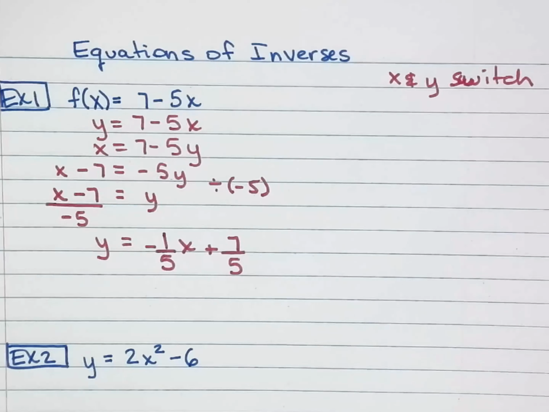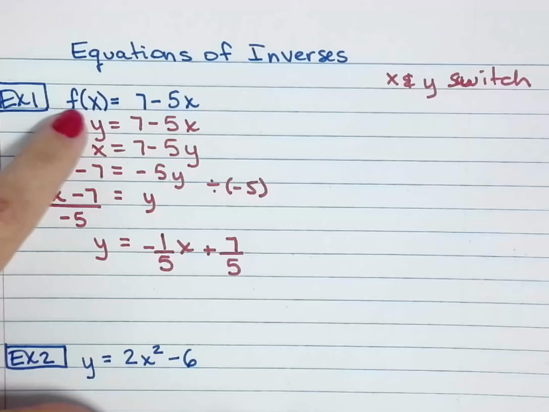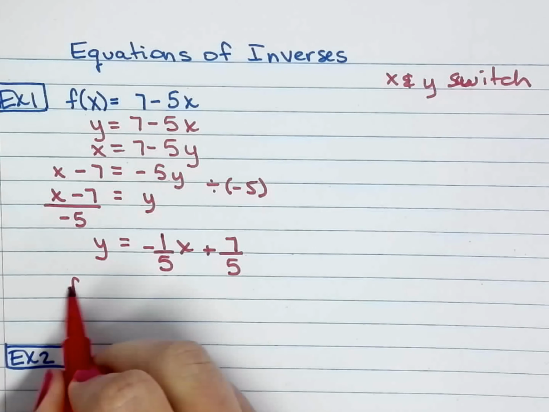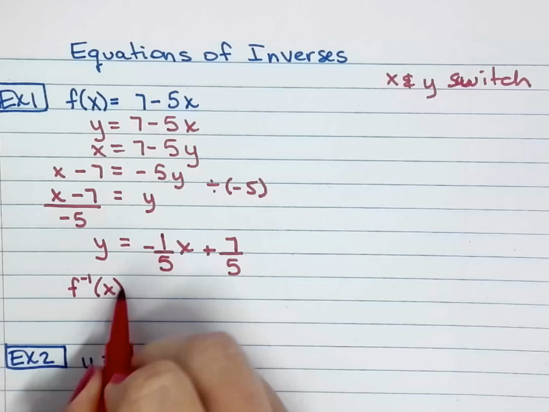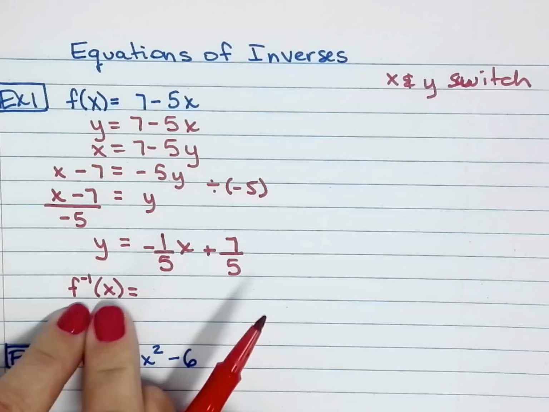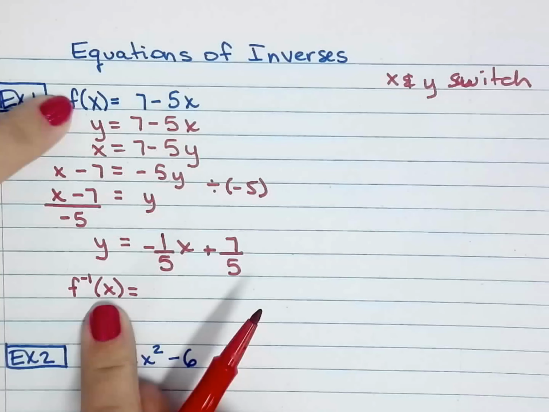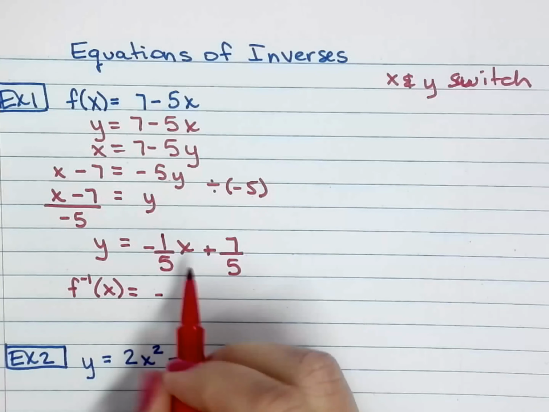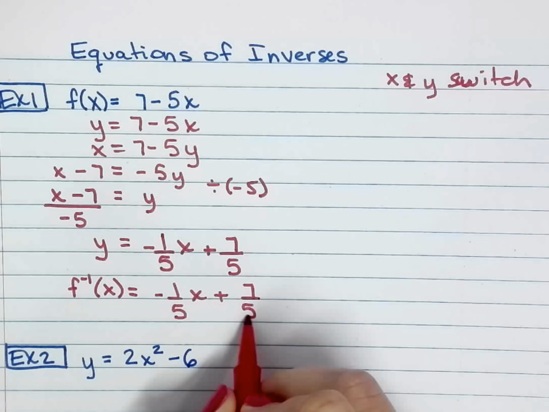And then the last step is we need to write this properly. You need to write that indicating that this is actually the inverse function of this one. And the proper notation is with that -1 right there on the exponent. That indicates that this function is the inverse of the original function. So -1/5x plus 7/5.